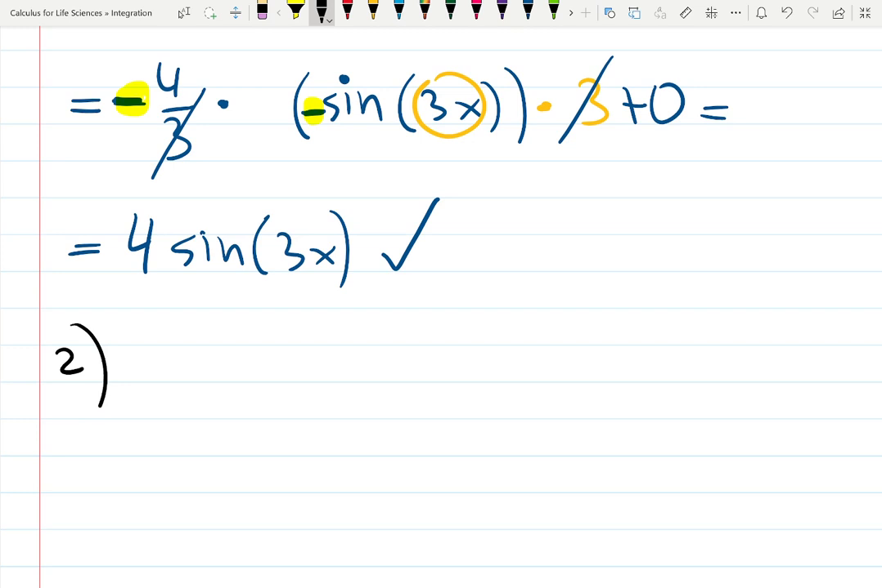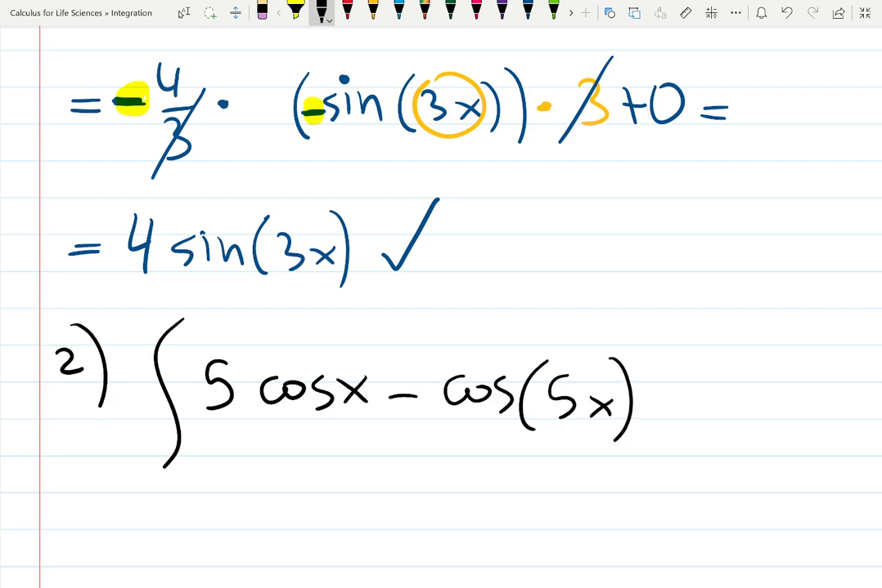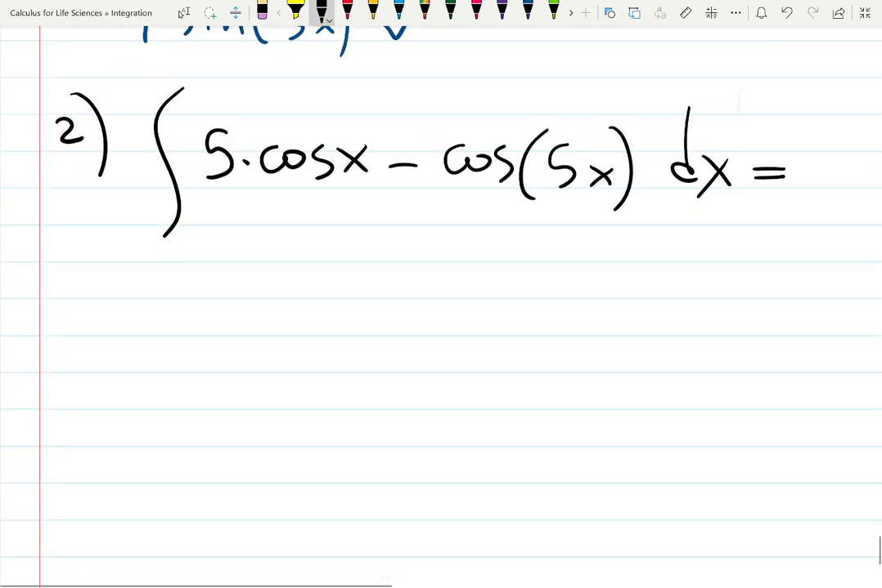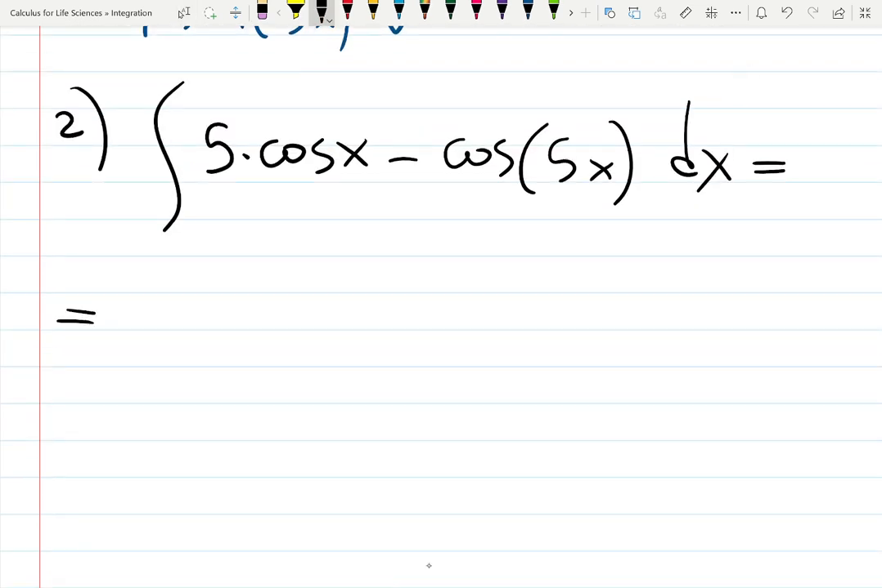Second example is, let's integrate 5 cosine x minus cosine 5x dx. You see, I don't even put brackets inside. I see that the integral sign starts integration. Dx tells me where the integration is over. So I will not kick out 5 outside this time. I have difference of 2 functions inside of the integral, so I'll do it piece by piece.